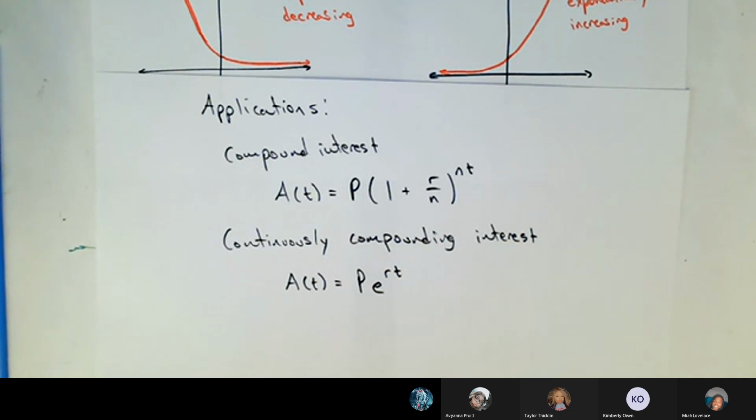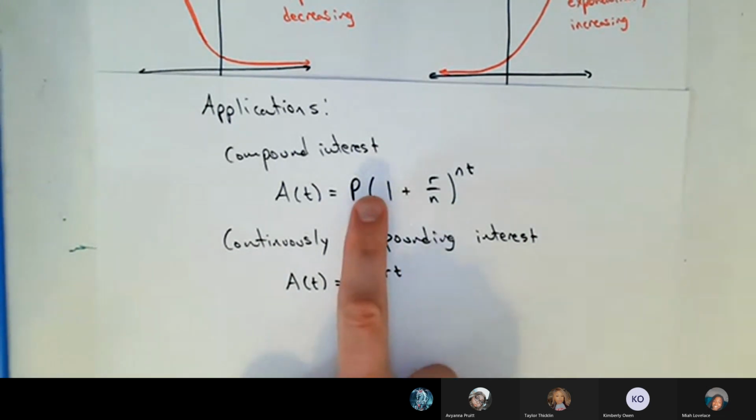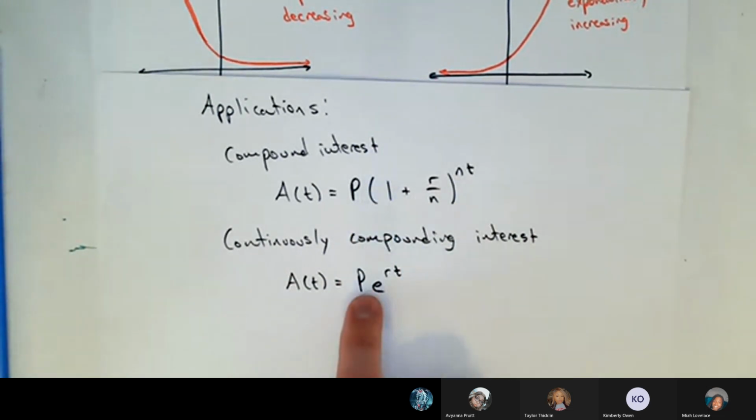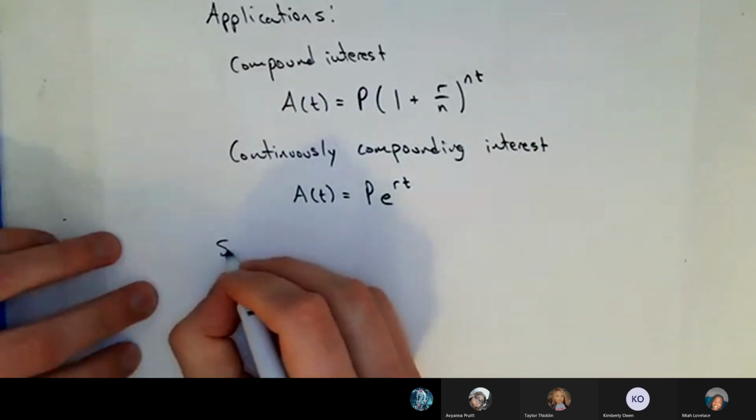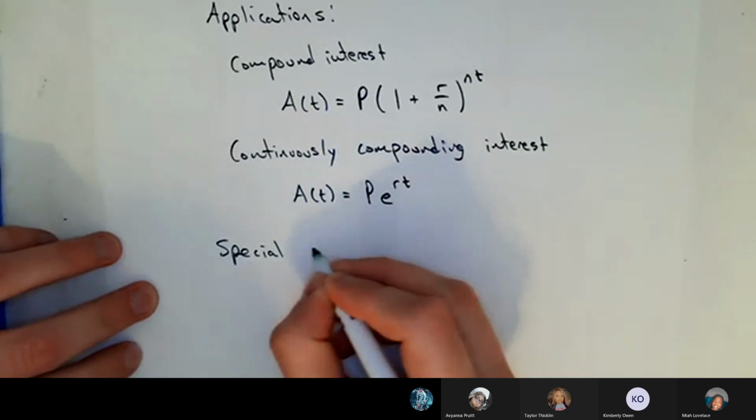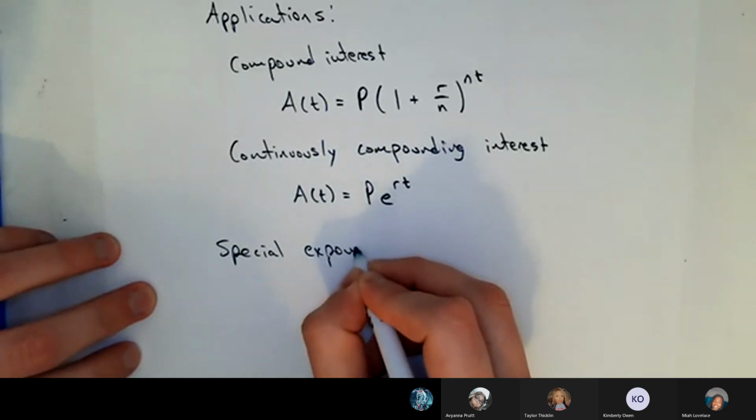What else can I say that we did? Actually, the connection from compound interest to continuously compounded interest got us very nicely into that special exponential function with that base e.